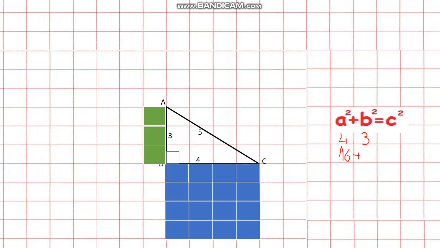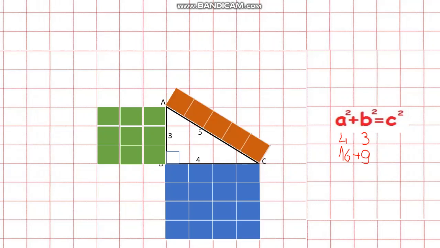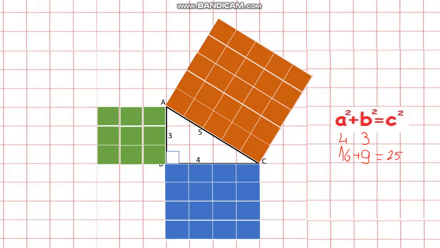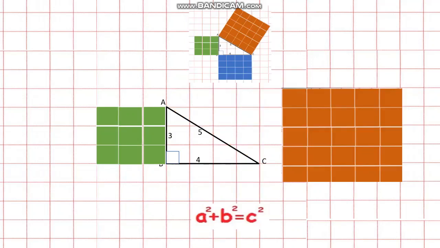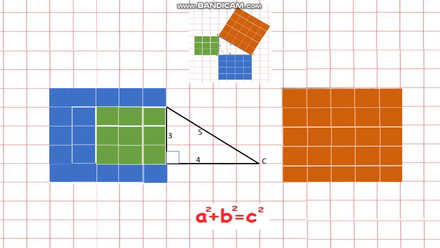And if I square the b side, it will be like that, and this square contains 9 unit squares. Our hypotenuse is 5, and if I square it, it will be 25. I will rearrange these squares. If I drag this blue square next to the green one, we can say that the areas of these squares are equal.